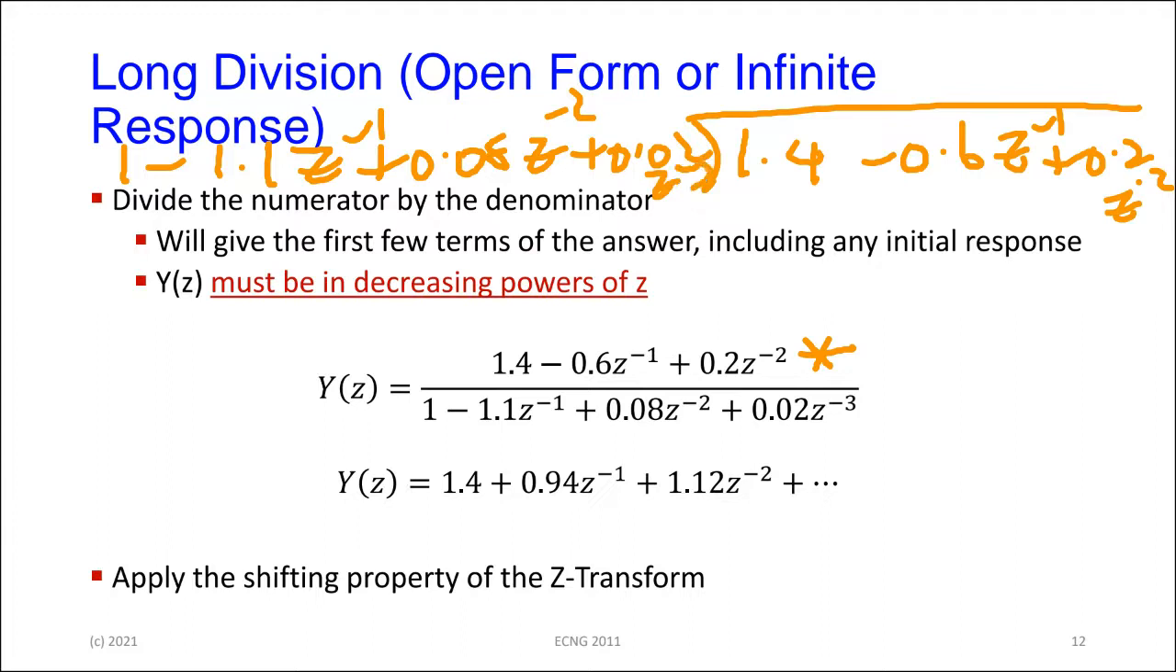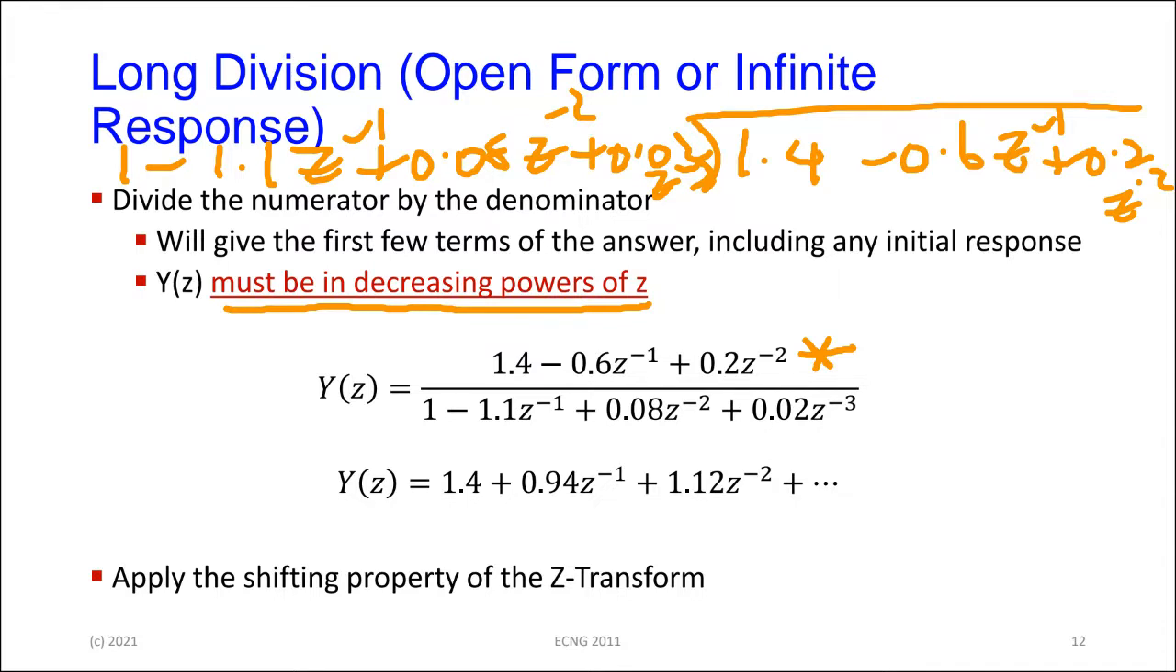Well, that's very scrappy there. You must have them in this way. So you must start with the constants, and then you have the decreasing power of z minus 1. So however it was, you put both the numerator and the denominator in this form. And then you do your normal division.